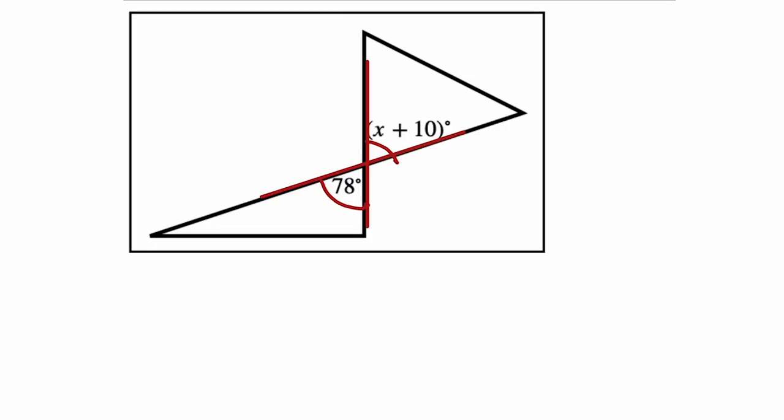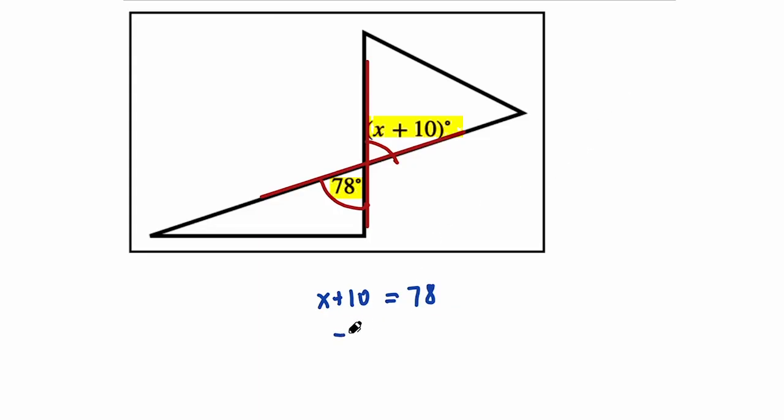What that means is if I translate that into an equation, I can say that x plus 10, that angle, is equal to 78, that angle. That's what it means for those angles to be congruent. It's that their measures are the same. So x plus 10 equals 78. Well, let me ask you, what plus 10 equals 78? You probably already know it's 68.